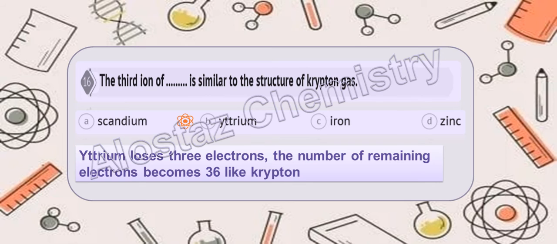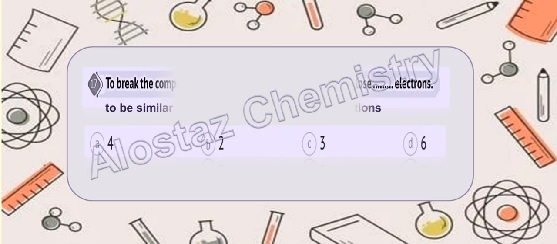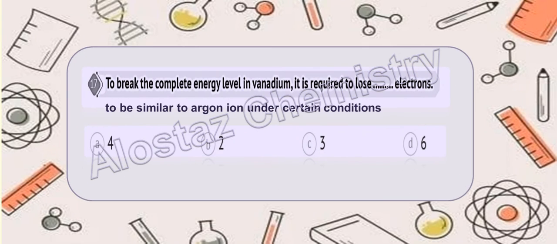Okay, let's go to question 17. We have our choices here, letter B. Question 17 says that to break the complete energy level in vanadium, it requires losing how many electrons to be similar to the argon ion under certain conditions.